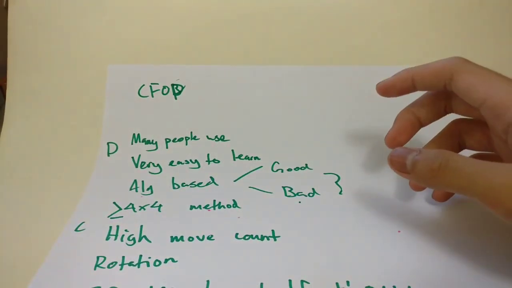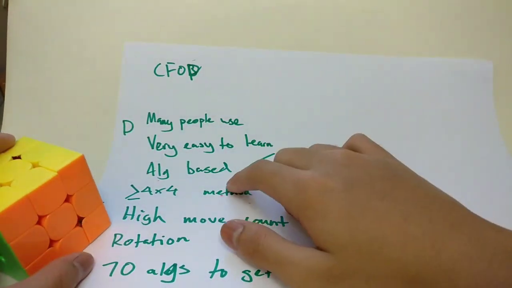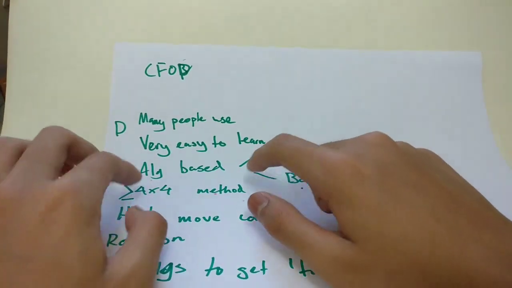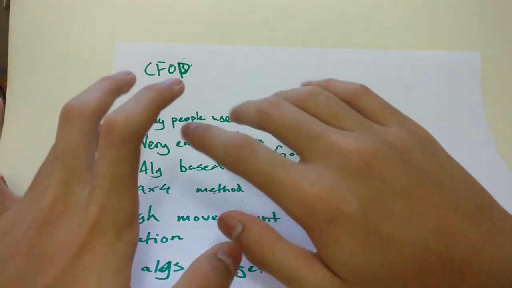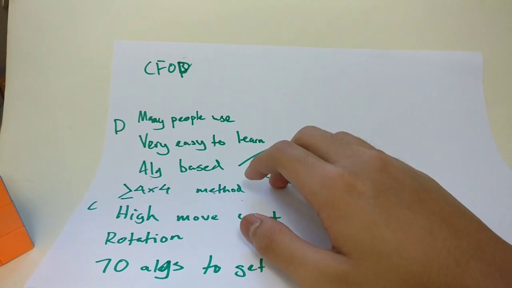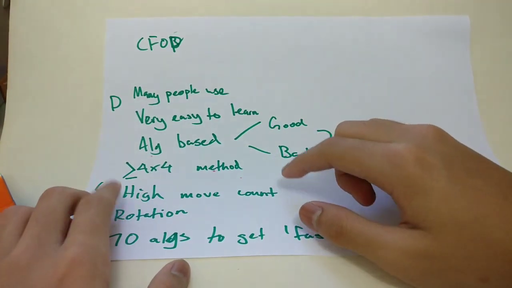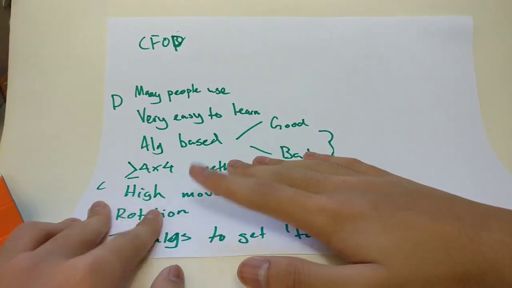And then we're going to CFOP, which is the most widely used method, and it's very easy to transition from. And it's also algorithm-based, which is good or bad. It could be good or bad. And it's also a very good 4x4 and above method. So regardless of whether you like Roux or ZZ more, you should still learn CFOP. And it's not really going to be that difficult to learn. But a con is that it has a very high move count, and you have to have rotations in the solve.